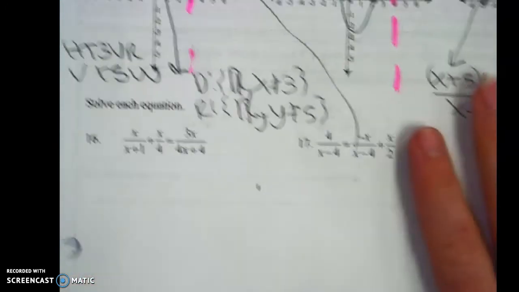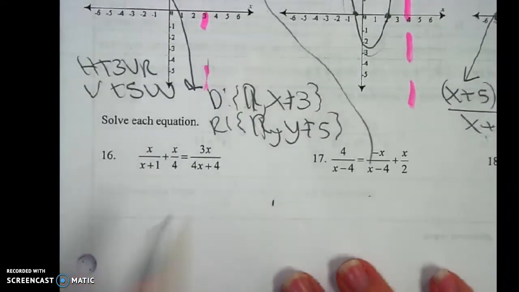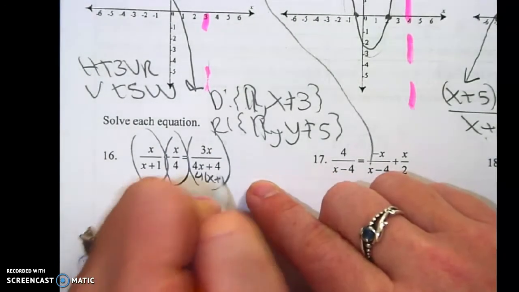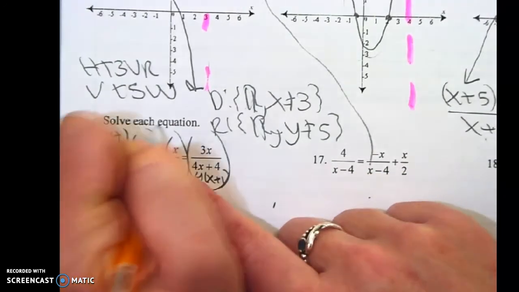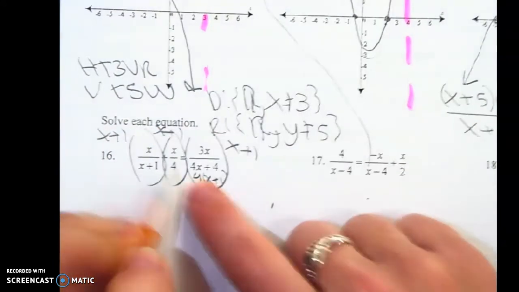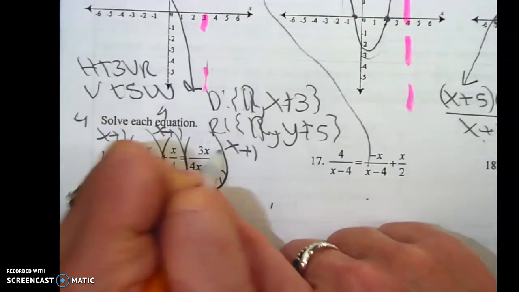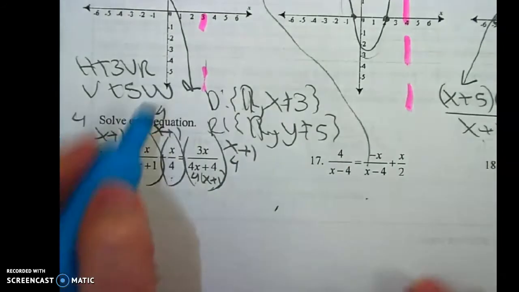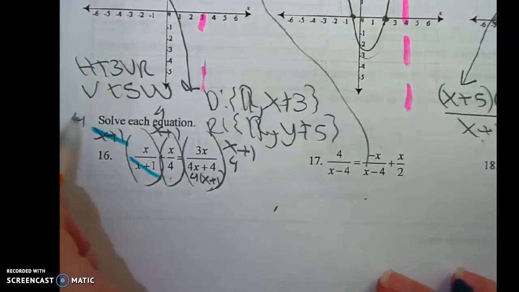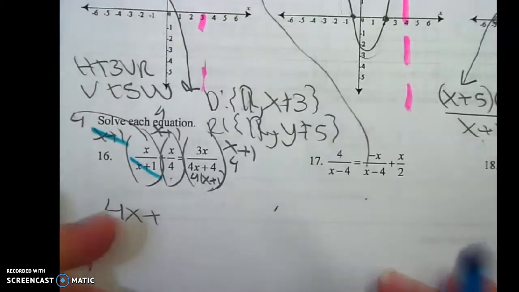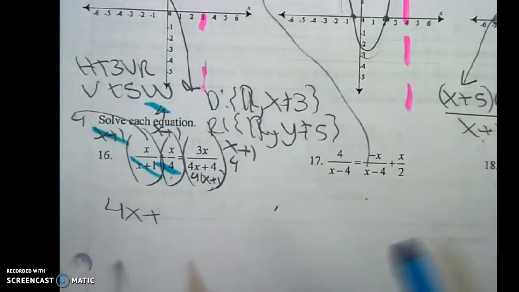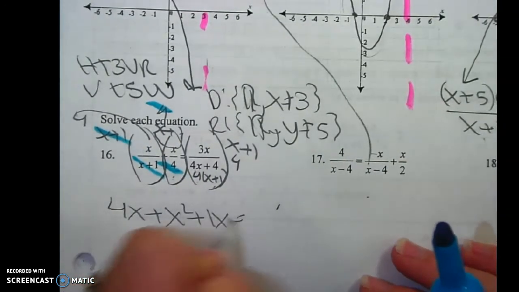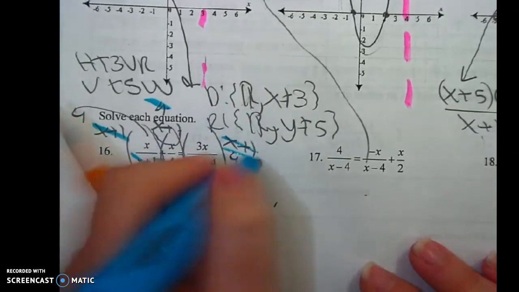Let's solve. Remember when we're solving equations, the goal is to get rid of the denominator. So I can factor this. Give everything an x plus 1, x plus 1, x plus 1. Give everything a 4, and a 4. This already has a 4, and this already has an x plus 1, so let's cross off. And now 4 times x, 4x plus. The 4 is gone. And distribute that: x squared plus 1x. And then gone, gone, gone, gone.